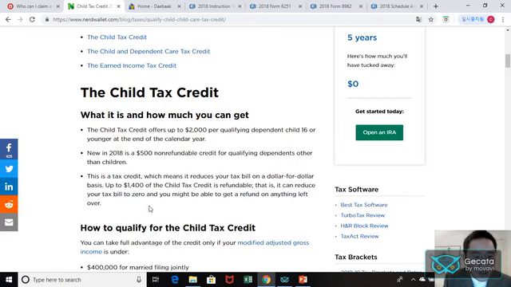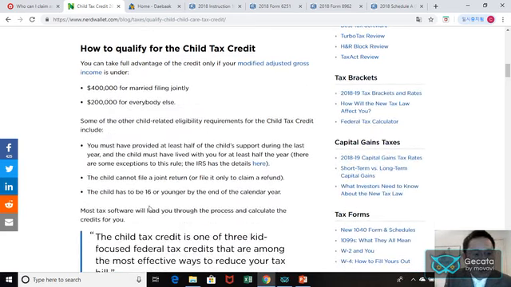Up to $1,400 of the child tax credit is refundable. That is, it can reduce your total bill to zero, and you might be able to get a refund of anything left over. How to qualify for the child tax credit? You can take full advantage of the credit only if your modified adjusted gross income is under $400,000 for married filing jointly or $200,000 for everybody else.